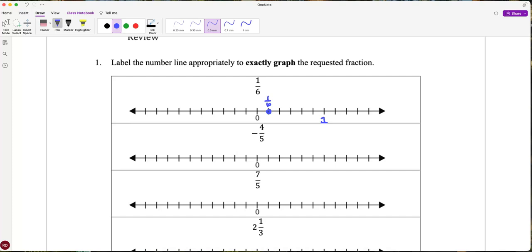Negative 4/5. 1, 2, 3, 4, 5. If this is negative 1, then negative 4/5, 1, 2, 3, 4, is right here. 7/5. So 1, 2, 3, 4, 5. If this is 1, 1, 2, 3, 4, 1, 2, 3, 4, 5. If this is 2, then 7/5 would be right here.